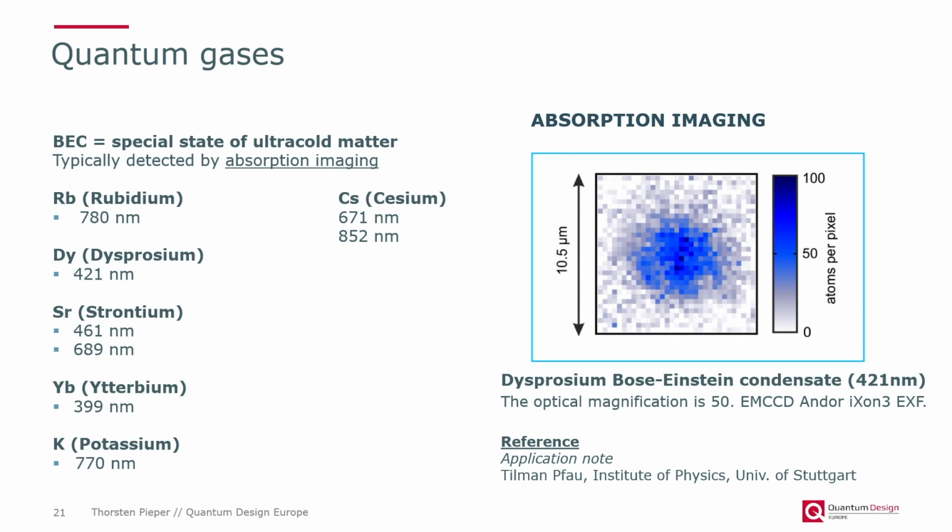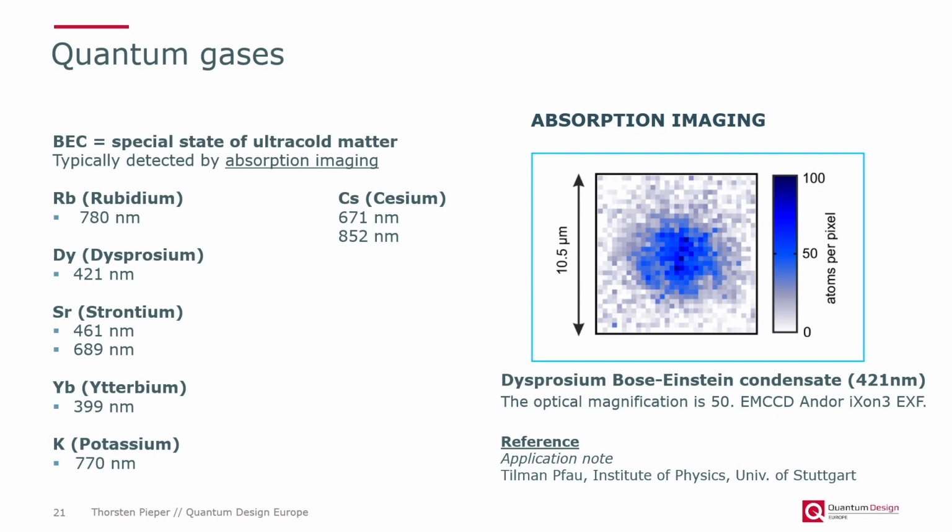And in optical traps, they can be cooled to extremely low temperatures. They must be cooled to extremely low temperatures to form this Bose-Einstein condensate. As an example, I show results from Tillmann Pfau's group in Stuttgart. They provided us with this image of a Bose-Einstein condensate made of dysprosium atoms. And this cloud of atoms can best be observed by a method called absorption imaging.